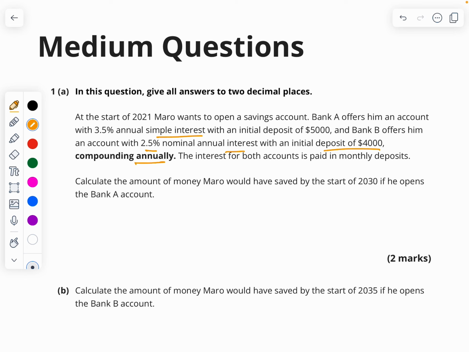Calculate the amount Maro would have saved by the start of 2030 if he opens an account in Bank A. So the simple interest formula, which is not in the formula booklet, you should be able to remember: 1 plus R upon 100 times N. PV is 5,000 and N equals 9 years, because from 2021 to 2030 it's going to be 9 years, and the rate of interest is 3.5%.